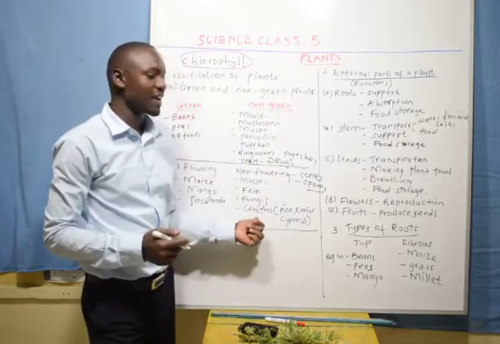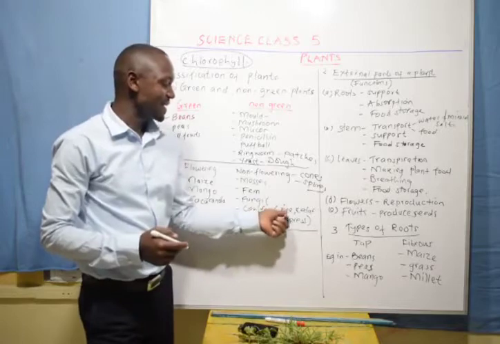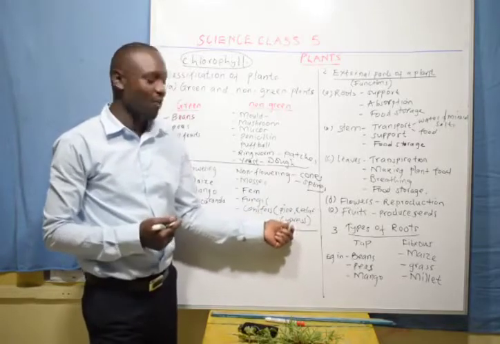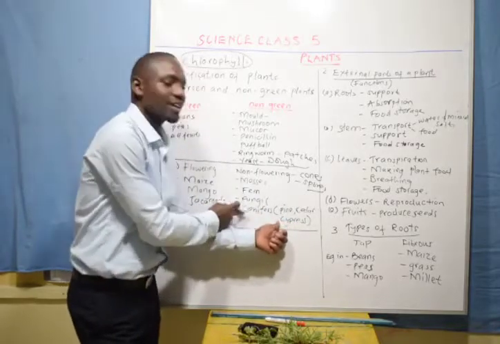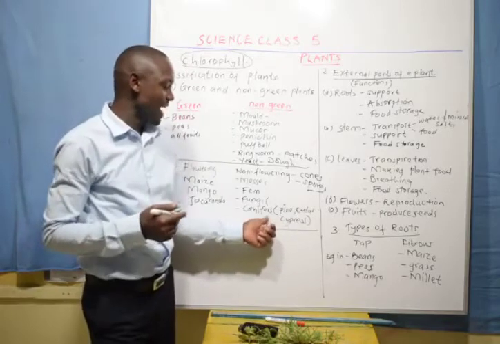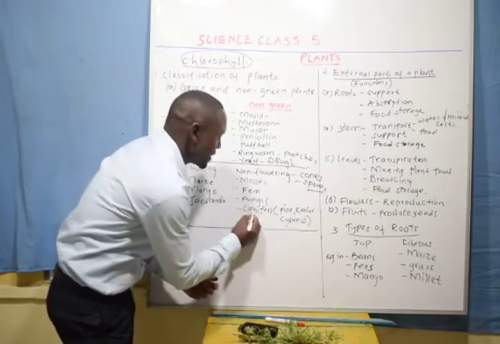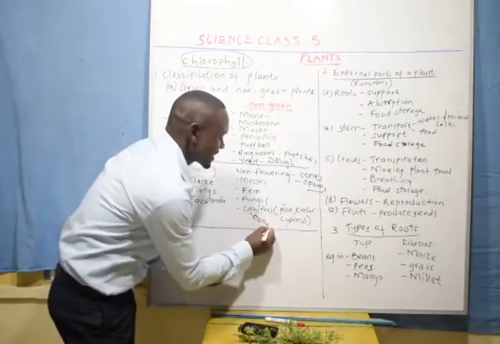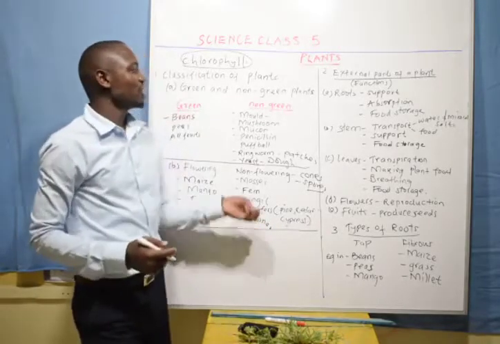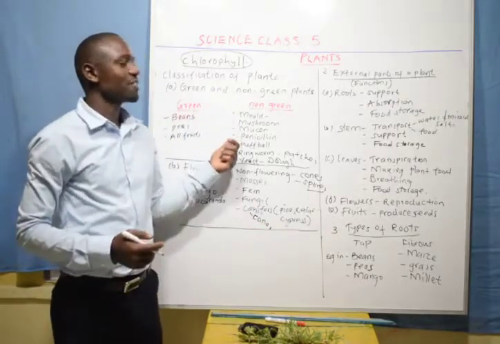Then we have conifers, which are pine, cedar, and cypress. These are green plants but don't produce flowers. They are called conifers because they reproduce by use of cones. So that's a brief classification of plants.